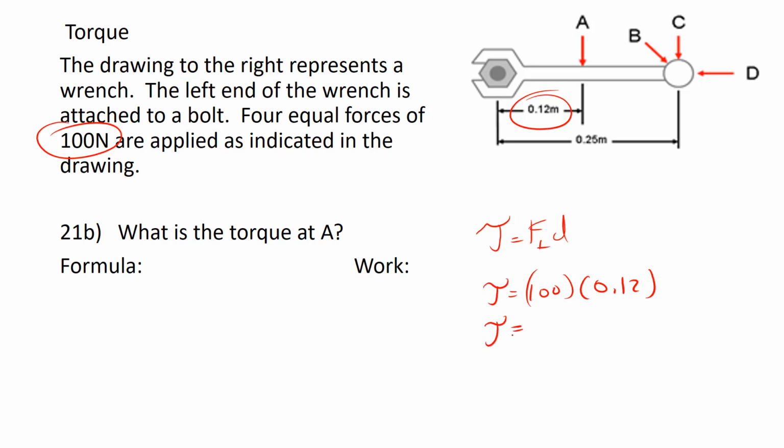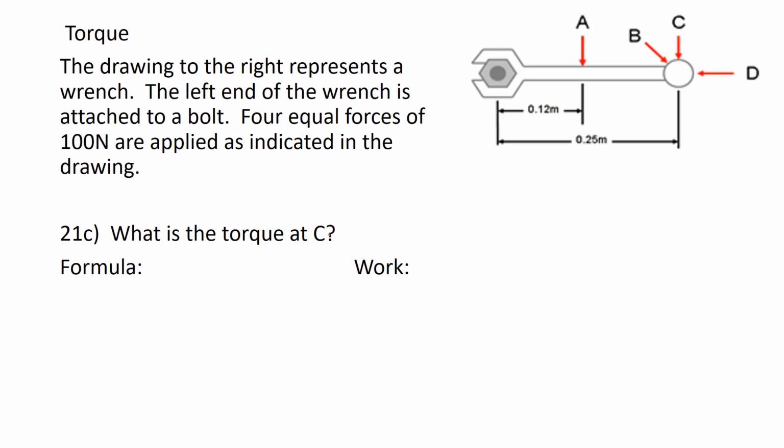And so our torque is going to be 0.12 times 100, or 12. And it's going to be 12, and it'll be newton meters. Newtons times meters, and there's our torque here. What's the torque at C?